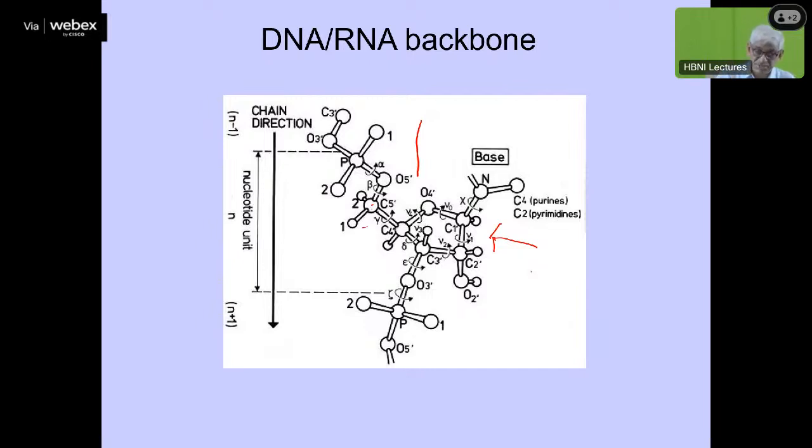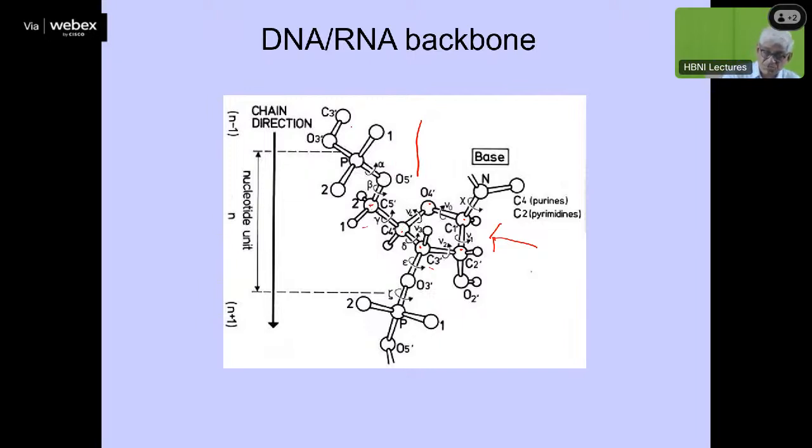Now you see the nomenclature here. All these atoms are numbered in a particular manner. First of all, the distinction between DNA and RNA lies in the nature of the ribose ring. The ribose ring has a carbon here, oxygen here, a carbon here, and a carbon there. These are numbered C1 prime, C2 prime, C3 prime, C4 prime, and this is called O4 prime. And here this carbon is called the C5 prime.